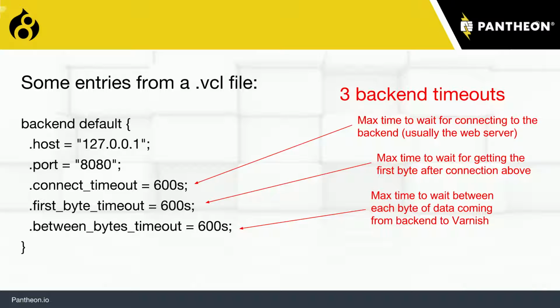Then, how long should I wait to get the first byte of info after I have successfully connected? And then, how long should I wait between every byte in case there's a pause? And if it pauses too long, I kill the connection. So, any of these 3 things could go wrong. But at the front end, you might see 503, which just means couldn't communicate to the back end. But it's not clarifying to you which of these 3 could have occurred.